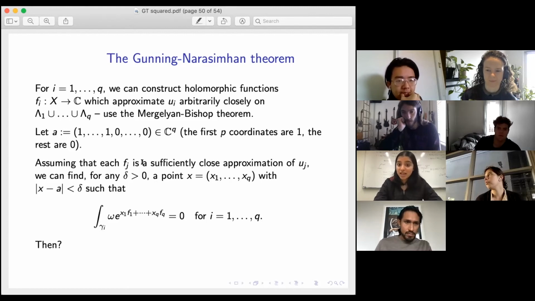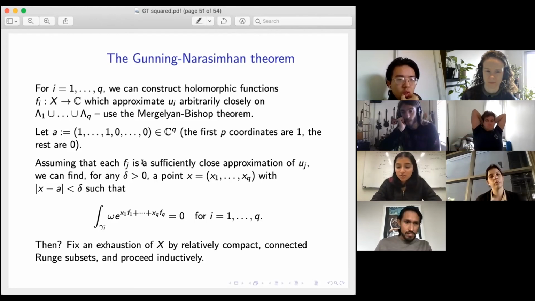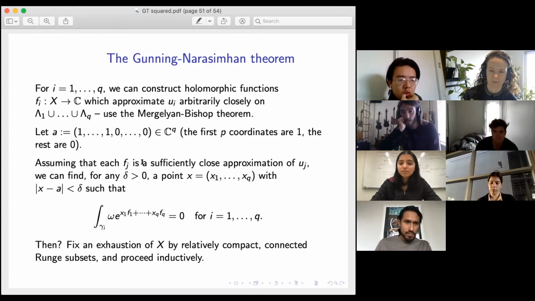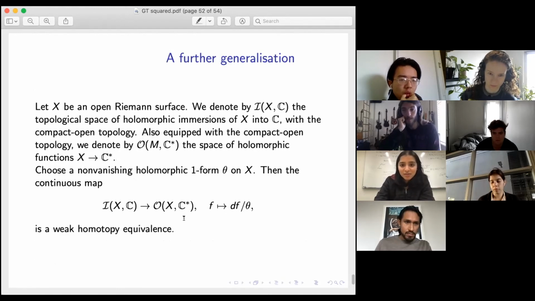Well, actually, that proves that lemma, but this is just for a compact subset, of course. And then we do the obvious thing of proceeding by induction. We're going to fix an exhaustion of the entire Riemann surface by relatively compact Runge subsets, and we can always do this. And we just do this over and over and over. That's enough because we know we can control the size of F. So that way we get a function exactly as we wanted. That's exact. We get a differential one form like that, and then we're done. So that's the Gunning-Narasimhan theorem.